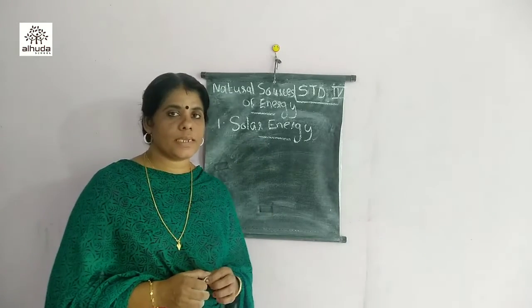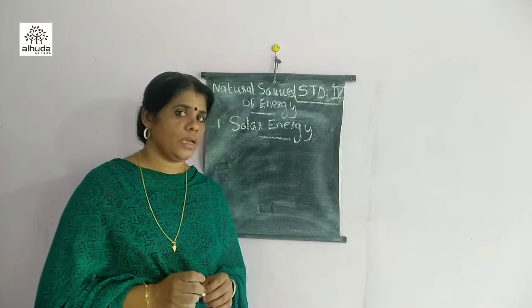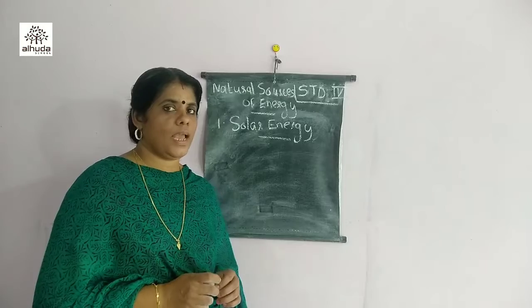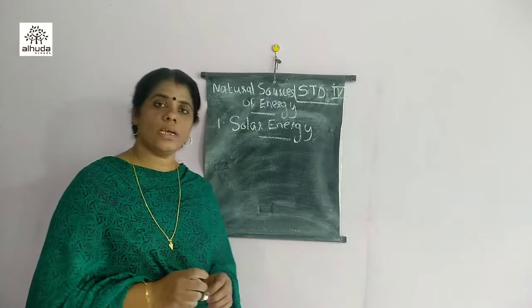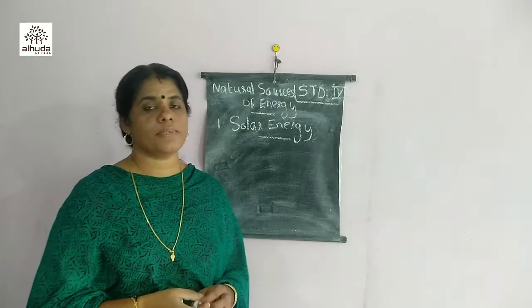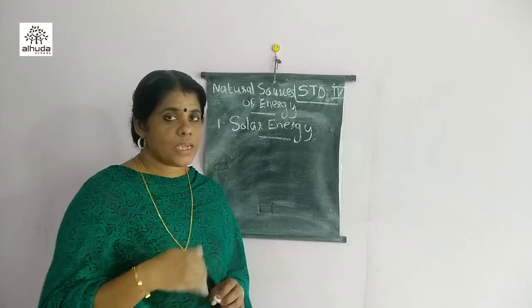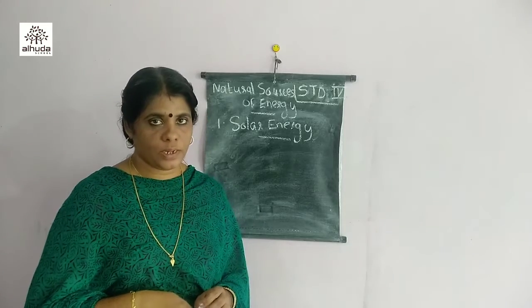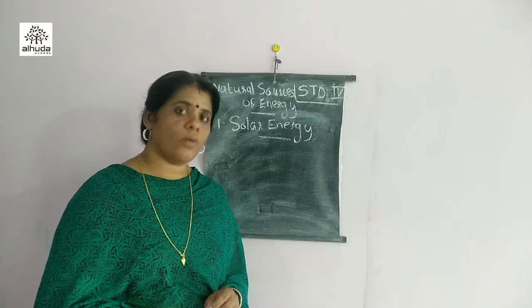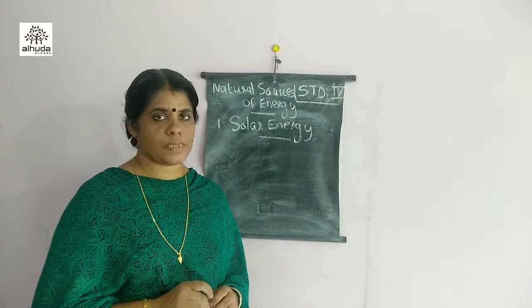The sun gives us heat and light energy. That is the energy that we are using, heat energy and light energy, and those two energies are called solar energy. Plants prepare their food with the help of sunlight, carbon dioxide and water. These plants we use as food. So we directly or indirectly depend on the sun for our energy purposes, isn't it?